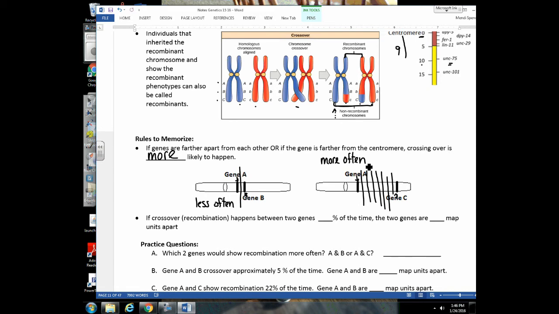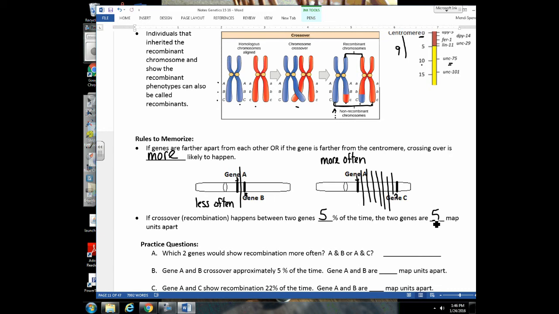So let's say that if we see crossover happen in offspring 5% of the time, then that means those two genes are 5 map units apart. If we see crossover happen 10% of the time, the two genes are 10 map units apart. If we see crossover happen 33% of the time, the two genes are 33 map units apart. I think you can see where we're going with this. So that's something that you need to have memorized.